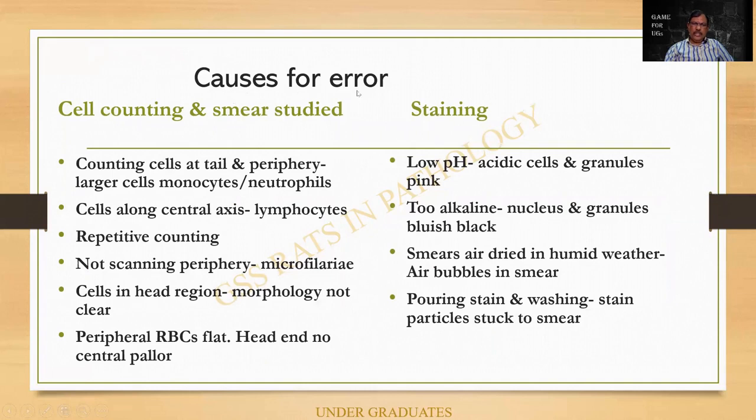There are some causes for error when we count. As I mentioned earlier, counting cells at the tail and the periphery, there will be the larger cells. So, these will be repeatedly counted. If I count the cells only along the central axis, lymphocytes will be more. Repeated counting, I can be making a mistake.